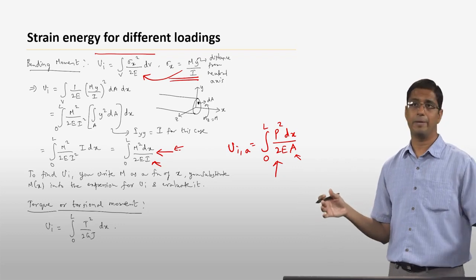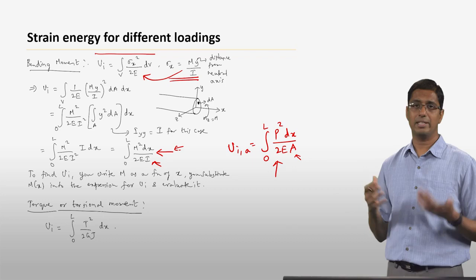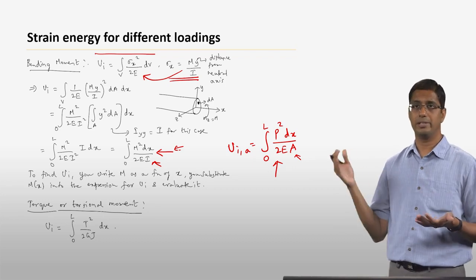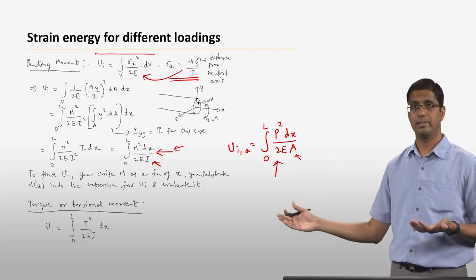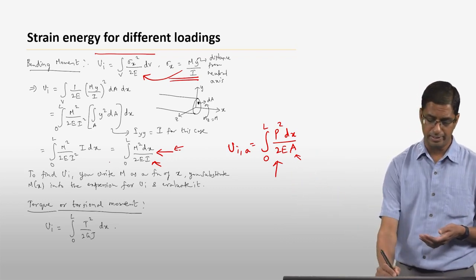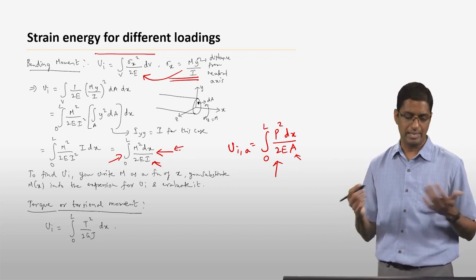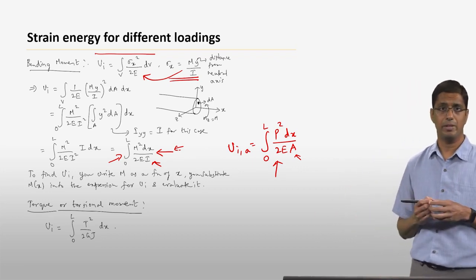Okay? And that is what you have been doing throughout this class. When you construct this moment diagram, what essentially we are doing is finding out what the moment m is as a function of x. So if you know the expression for moment, you put that expression into this integral, and then you evaluate the integral. That's it. And that is how you calculate the strain energy due to bending.